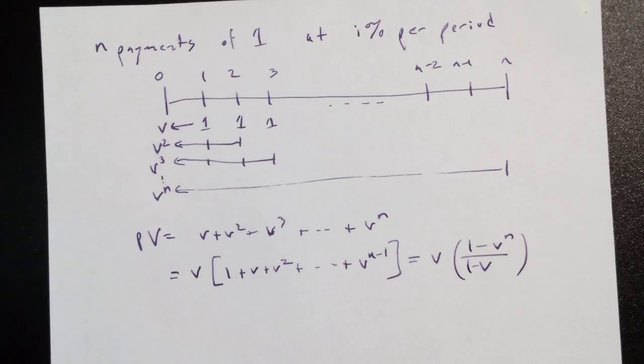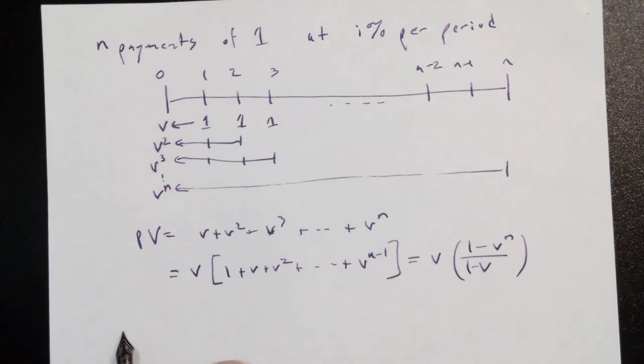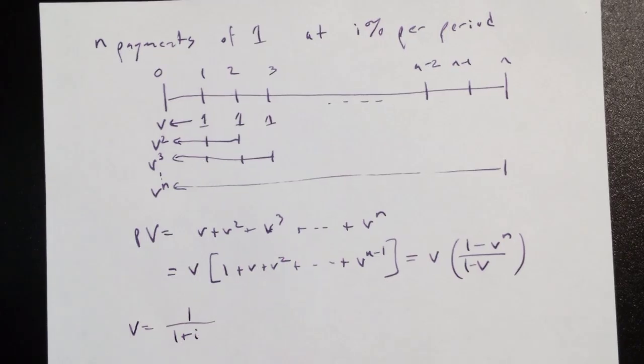But here's a really neat trick. We said that v was 1 over 1 plus i. I would like you to do me a favor and rewrite that so that I can write i equals. Let's solve that for i.